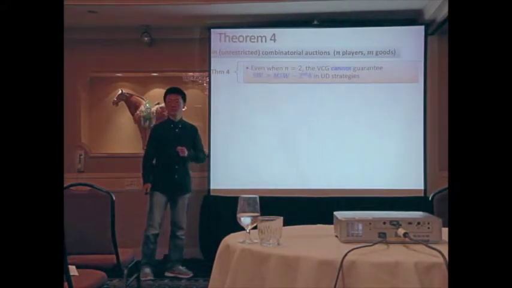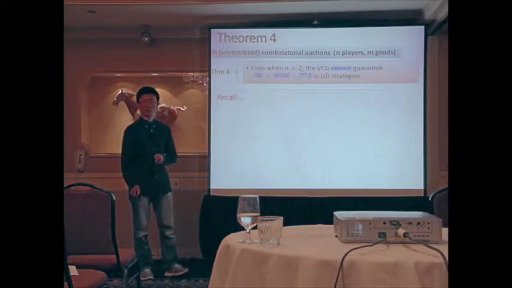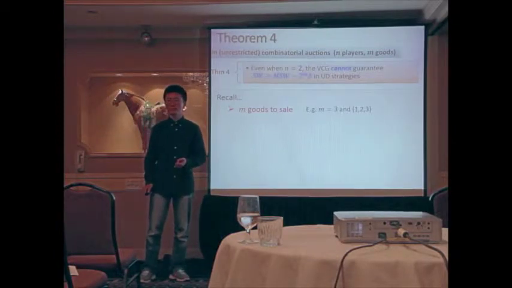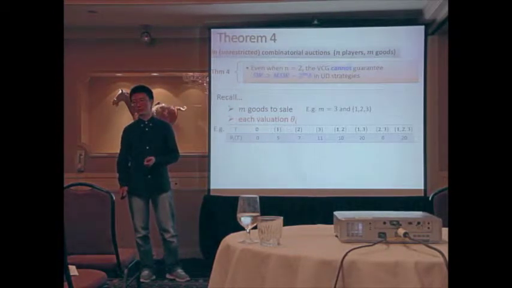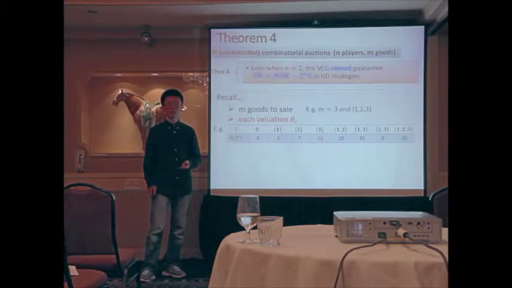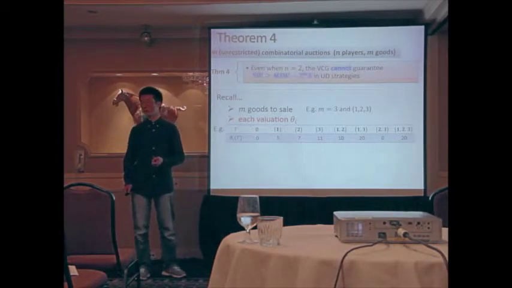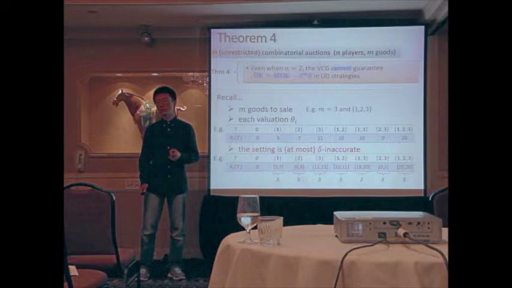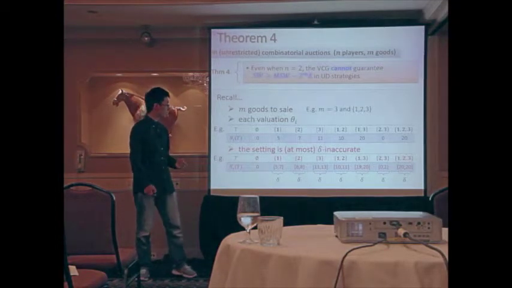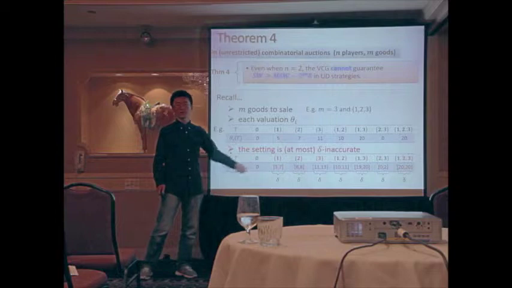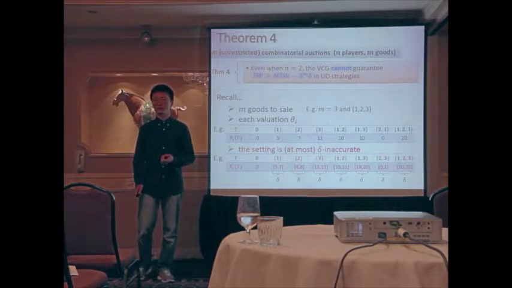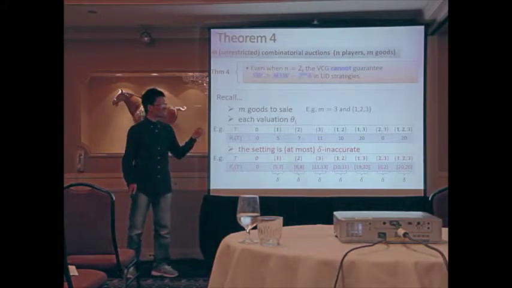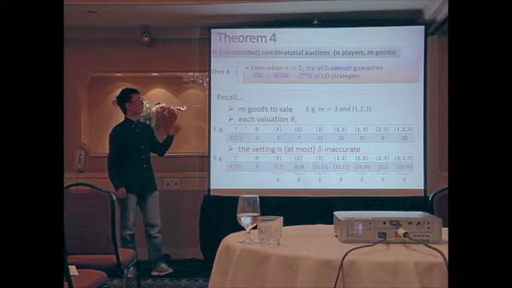So our first result here is about combinatorial auctions. Recall that in a combinatorial auction, there are m goods to sell, and each player's valuation is a 2 to the m dimensional vector with one number for each different subset of the goods. And here we say the setting is delta inaccurate if the player's knowledge about each single coordinate is an interval that has a span of at most delta. This is the most natural definition you can imagine. With this notion of delta inaccuracy, we proved the theorem.